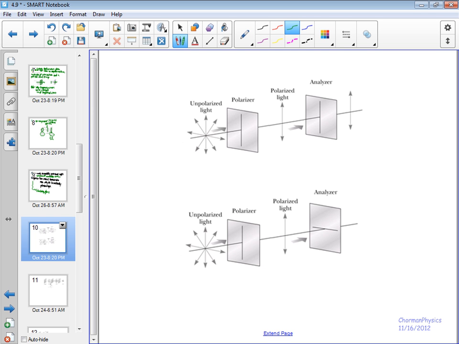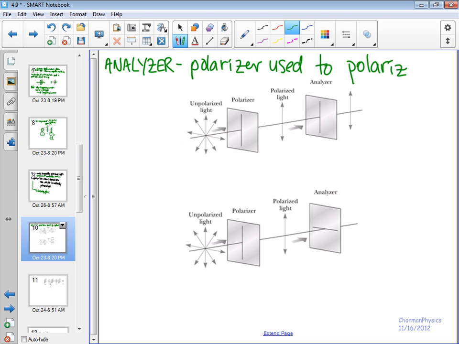All right. So we have a little idea here we're going to define: what an analyzer is. Okay, an analyzer, right, is a polarizer that's used to detect polarized light. Okay, so before we were talking about using polarizers to make light polarized. Now we have polarizers that can detect polarized light as well, if we use them a certain way.